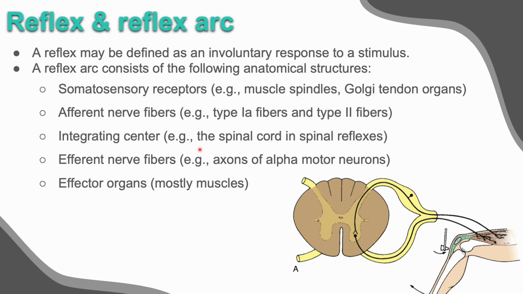Integrating centers, we have the spinal cord and spinal reflexes. Efferent nerve fibers, we have axons of alpha motor neurons. And then we have effector organs, which are mostly muscles. So in this case right here, the somatosensory receptor receives the hammer being struck right here. It sends it through afferent nerve fibers to the spinal cord, where it is integrated, and then efferent nerve fibers send it to an effector, which then leads to the leg being pushed up.